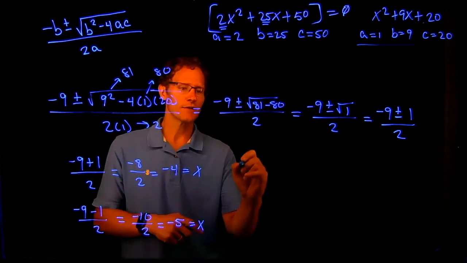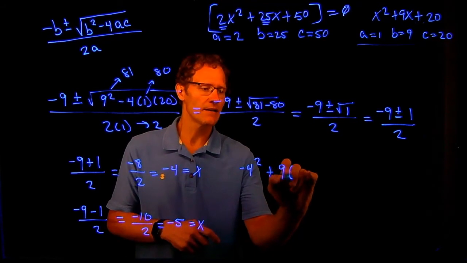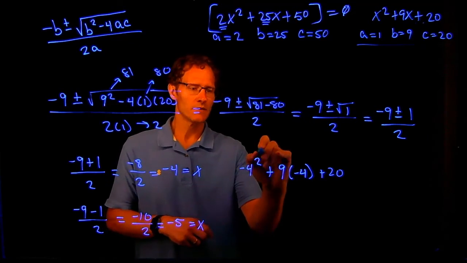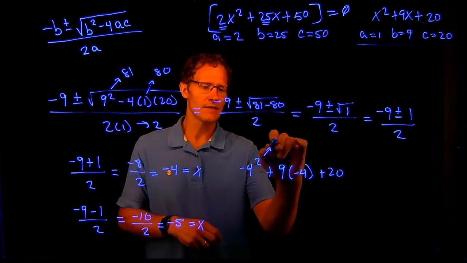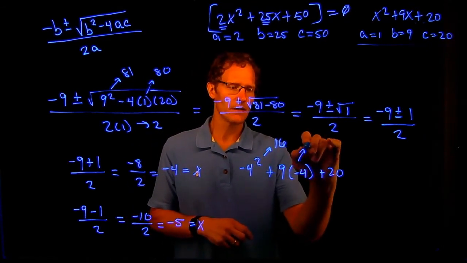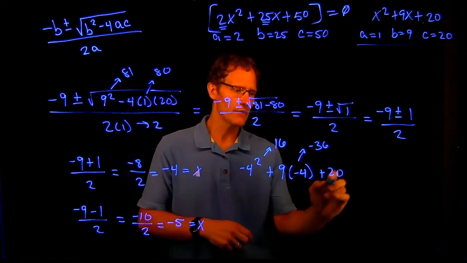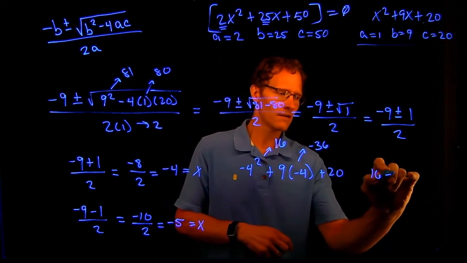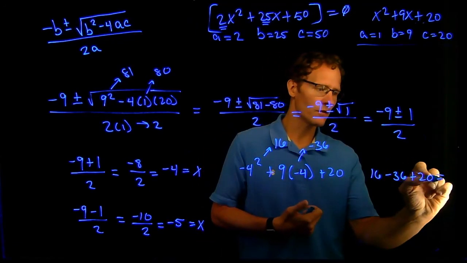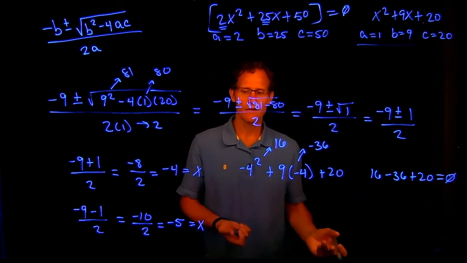We'll start with negative 4. Negative 4 squared plus 9 times negative 4 plus 20. So negative 4 squared is 16. 9 times 4 is 36, so 9 times negative 4 is negative 36. So we end up with 16 minus 36 plus 20. And if you put that in your calculator, you'll see that it does check out. It ends up being equal to 0.